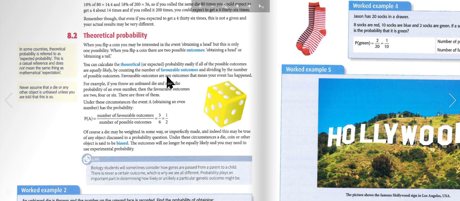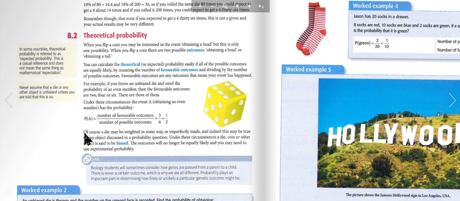Favorable outcomes are any outcomes that mean your event has happened. For example, if you throw an unbiased die and need the probability of an even number, then the favorable outcomes are 2, 4, or 6. There are 3 of them. Under these circumstances, the event A, obtaining an even number, has the probability of 3/6, or a half.